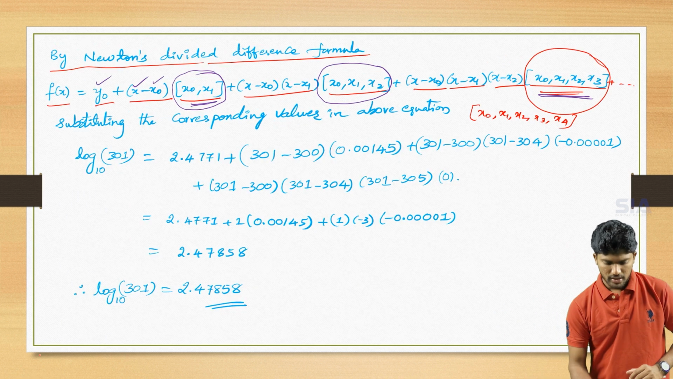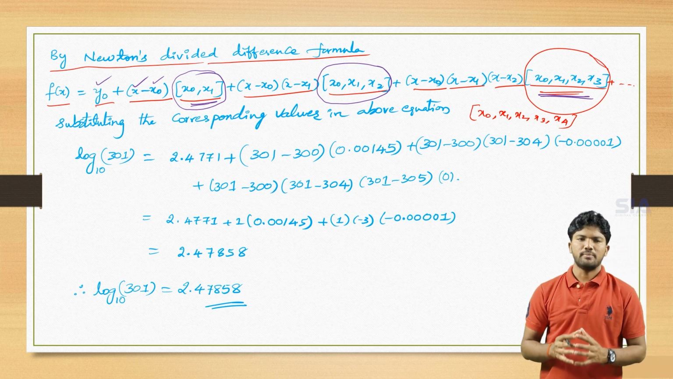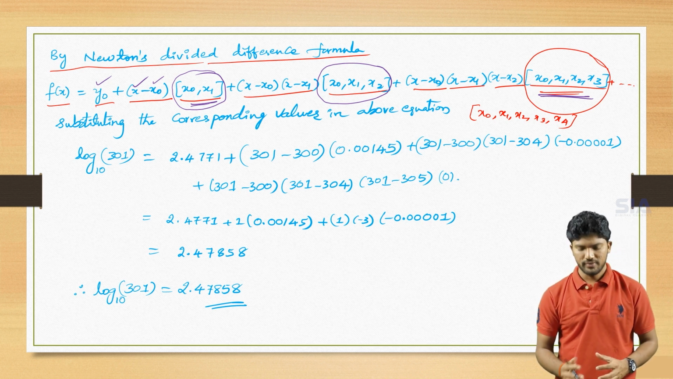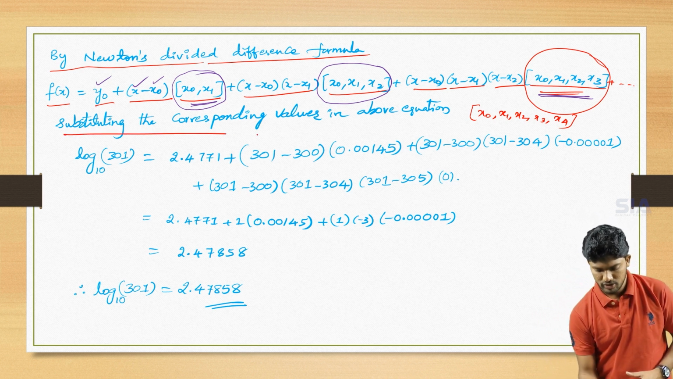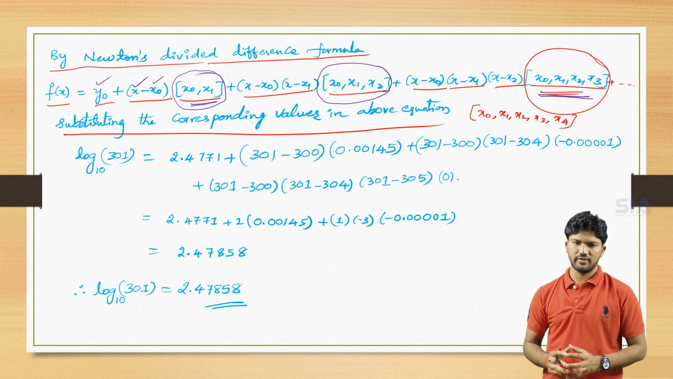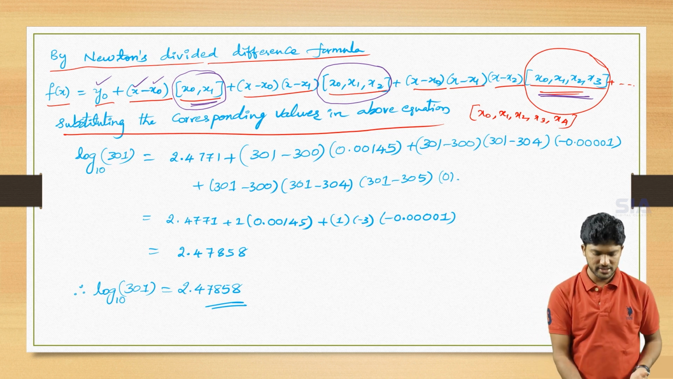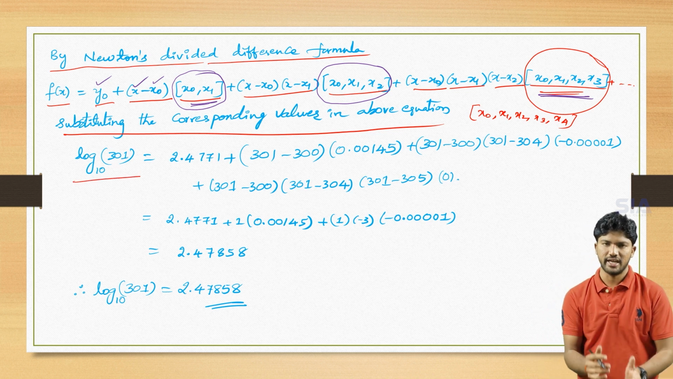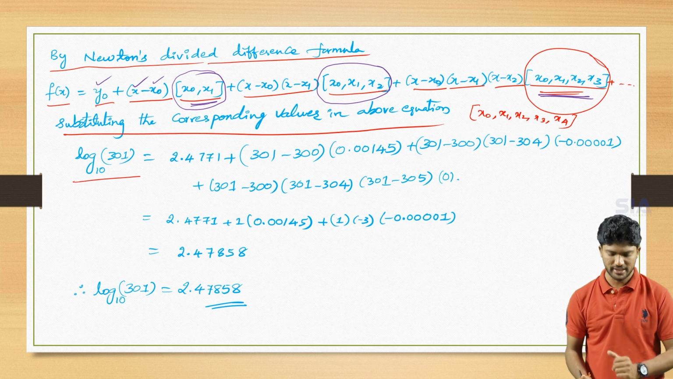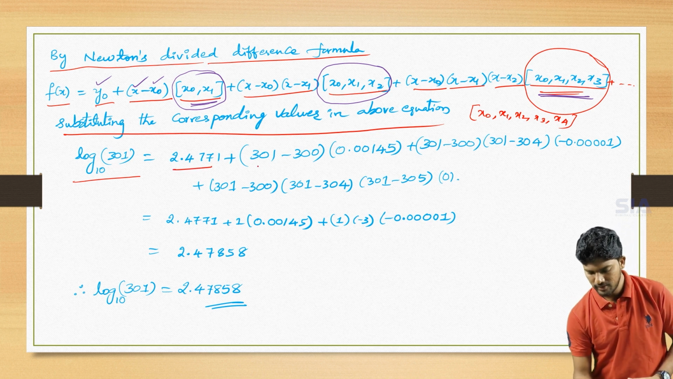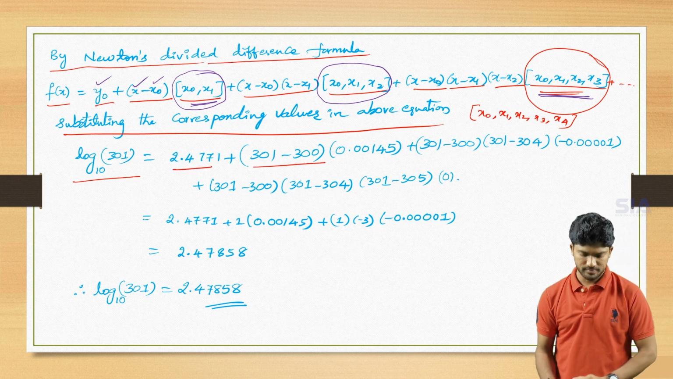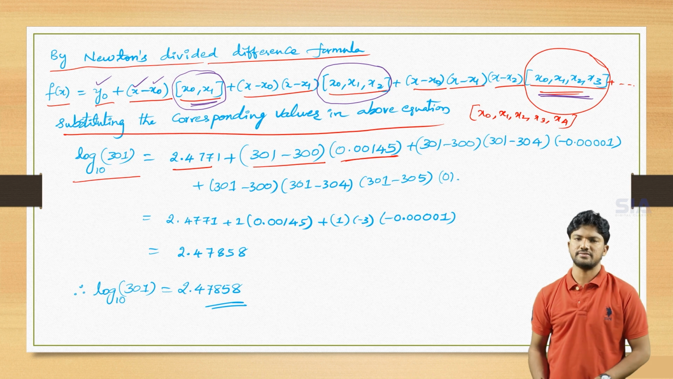Now we substitute into Newton's divided difference formula. We write the formula and substitute the corresponding values in the above equation. From the previous slides, log x is nothing but log 301 base 10, so the y0 value, then x minus x0, and this one is the first divided difference value.